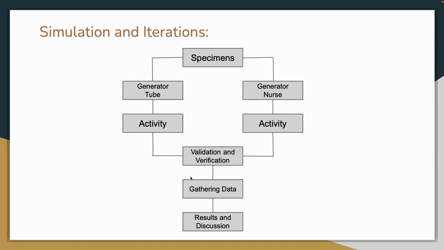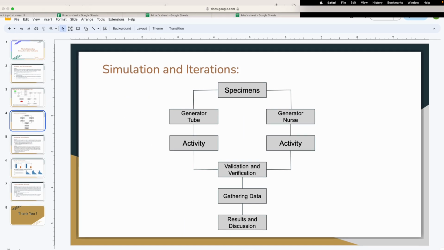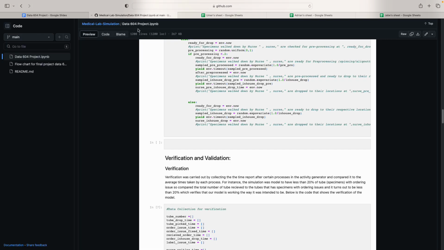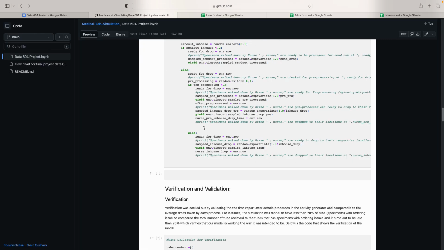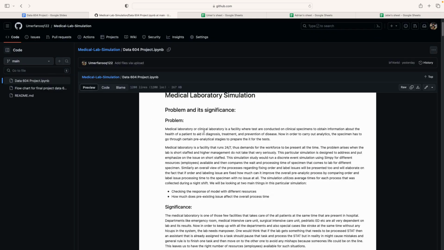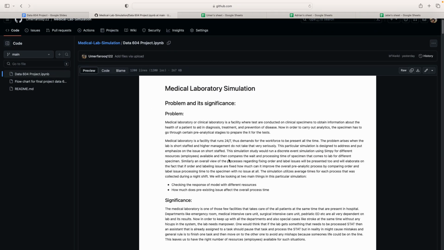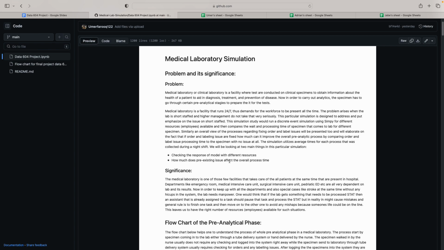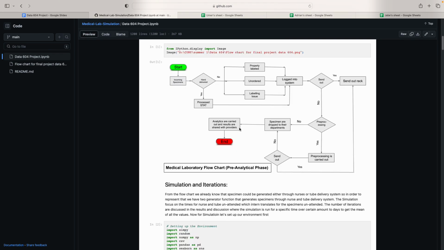All right. So over here, we're going to quickly jump into our simulation code so that we can look at our generator functions for the activity and the generation of specimens. All right. So this is our code. I'll share the link with the presentation. So this is our flow diagram.